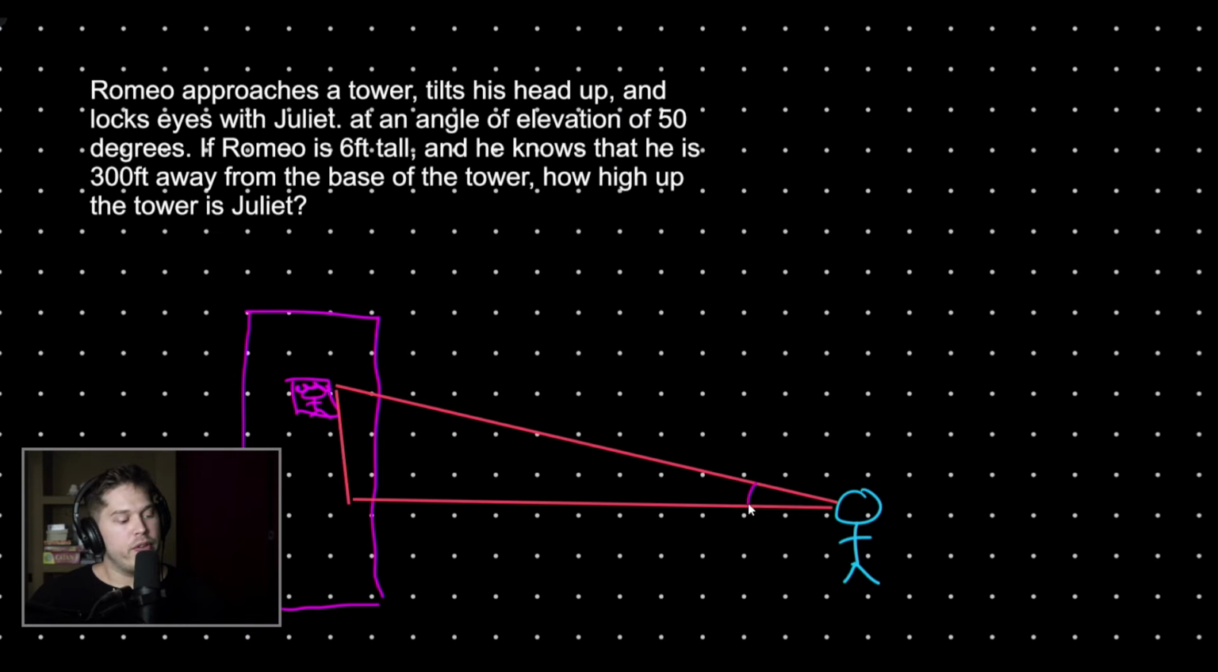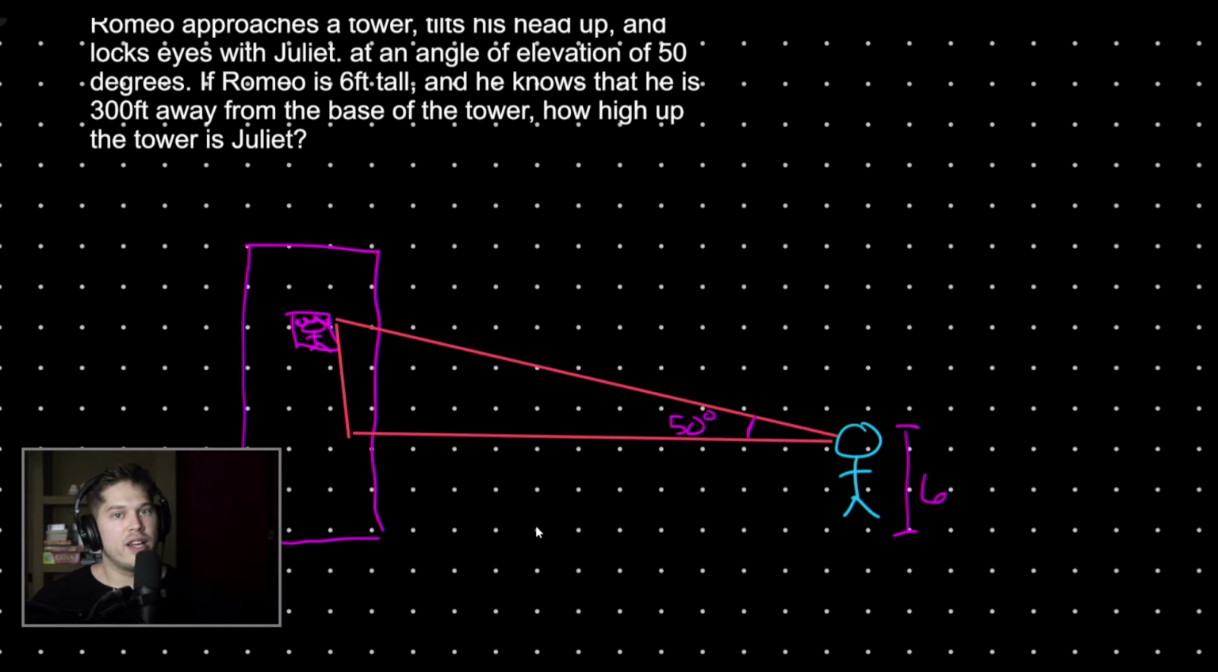So we know that the angle of elevation is 50 degrees. And we know that Romeo is 6 feet tall. So how are we going to solve this problem? Now, I know my line of sight makes the height look like this short distance, but this side of the triangle is from Juliet to the ground. And we're looking for this unknown value, how high Juliet is off the ground.